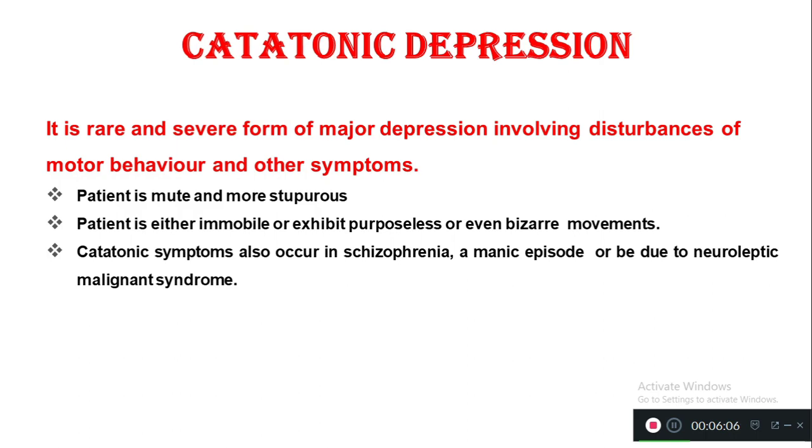That is, the patient maintains an abnormal body posture for a long time during the depression. The patient is either immobile or exhibits purposeless or even bizarre movements. Catatonic symptoms also occur in schizophrenia, manic episode, or due to neuroleptic malignant syndrome. This type of depression can occur. You know, neuroleptic malignant syndrome is one of the side effects of antipsychotic drugs. It comes under extrapyramidal syndrome. So this is about catatonic depression.